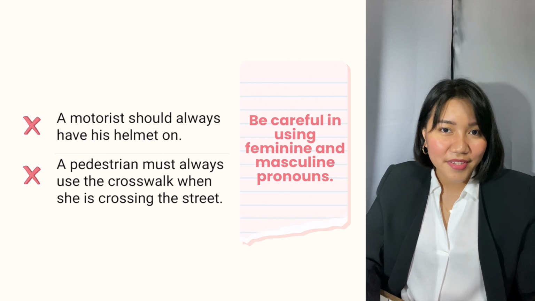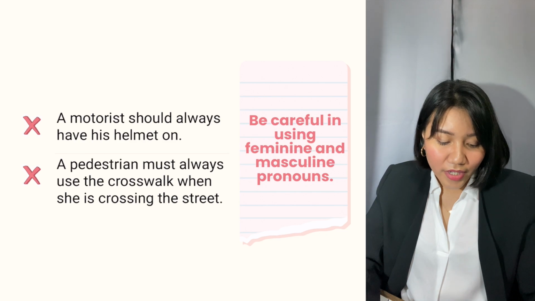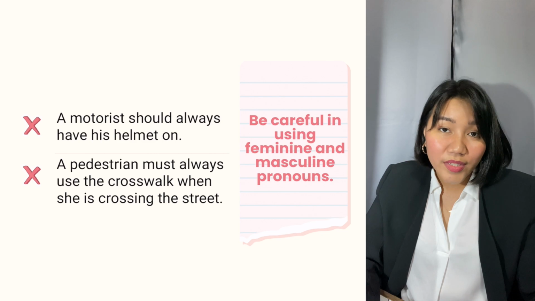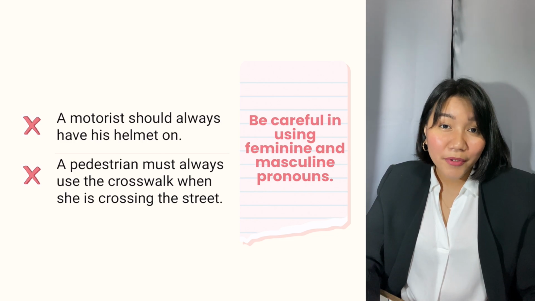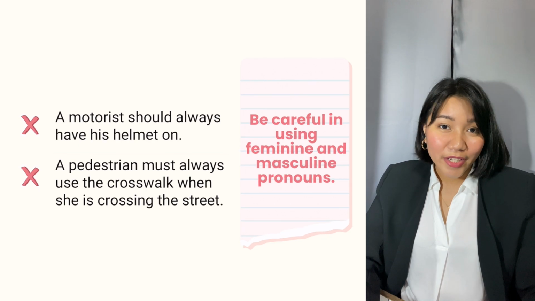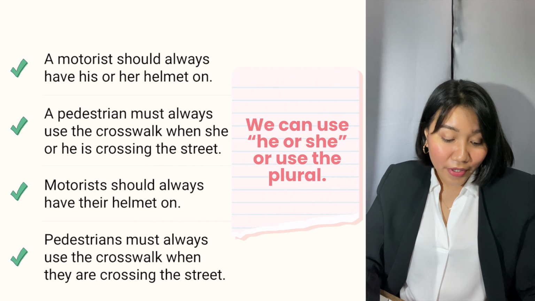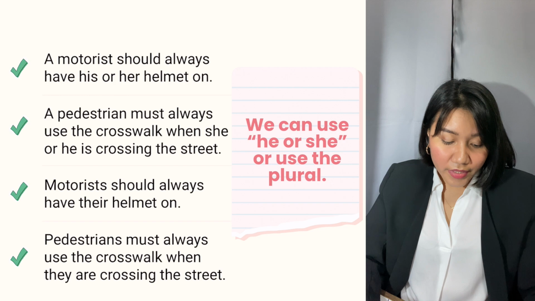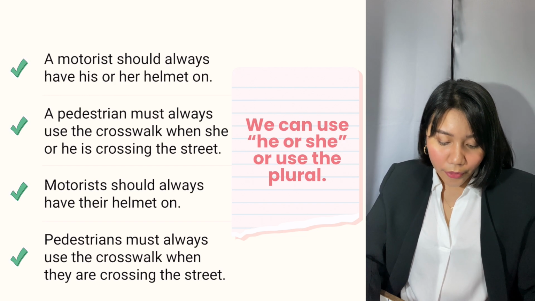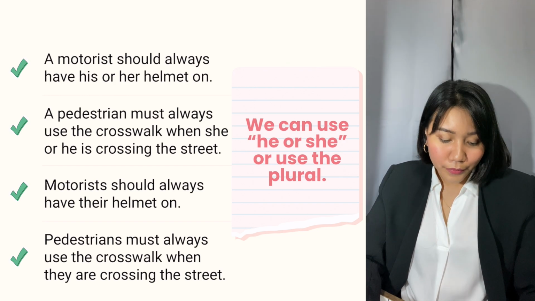Let's take a look at the second sentence. A pedestrian must always use the crosswalk when she is crossing the street. Once again, the antecedent's gender is unspecified, and it is incorrect to use the feminine pronoun. This implies that all pedestrians are females, but we can correct these errors by using he or she, like so. A motorist should always have his or her helmet on. A pedestrian must always use the crosswalk when she or he is crossing the street.